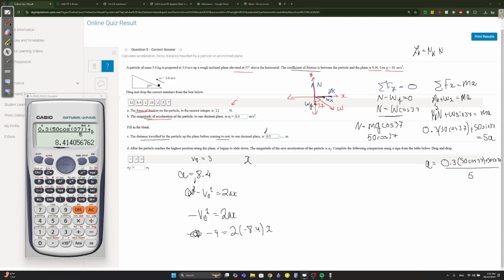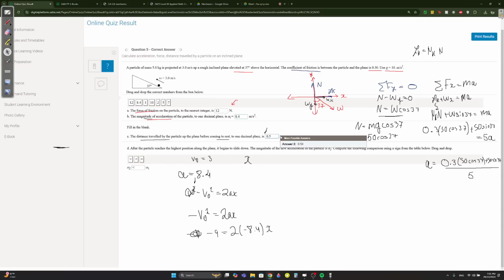So we're going to divide minus 9 by 2 times minus 8.4. You get 0.5. Okay. Then they said after the particle reaches the highest position in the plane, it begins to slide down. The magnitude of the new acceleration is a2. Complete the following from the table below.